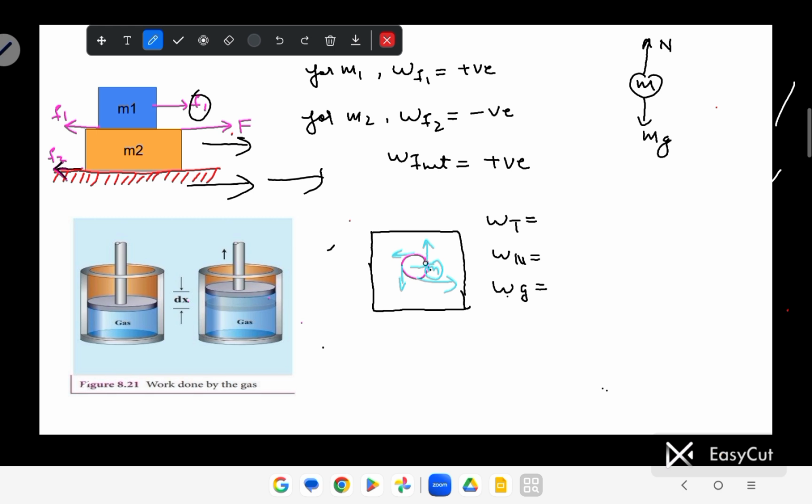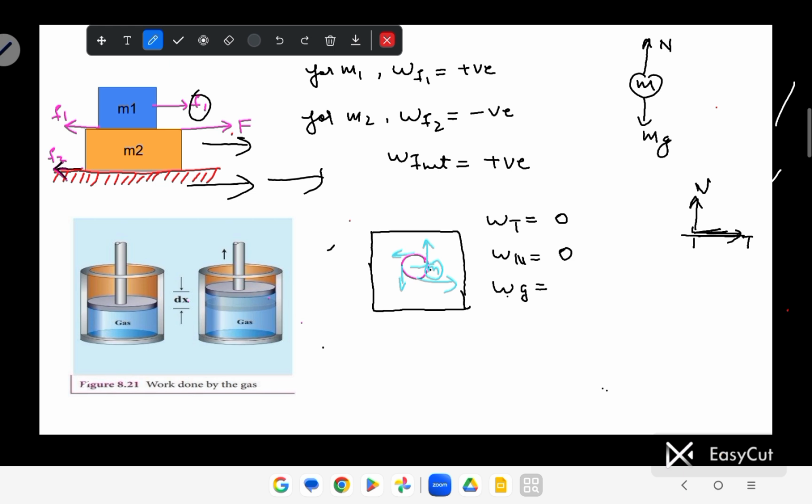Like first of all, the tension on the object is acting in the inward direction, isn't it? And the displacement is horizontal. So here they are making an angle of 90 degrees. So F s cos 90 degrees is equal to what? 0 only. As well as the normal force, which is acting perpendicular, and the displacement is along the table, so here also the work done should be 0.